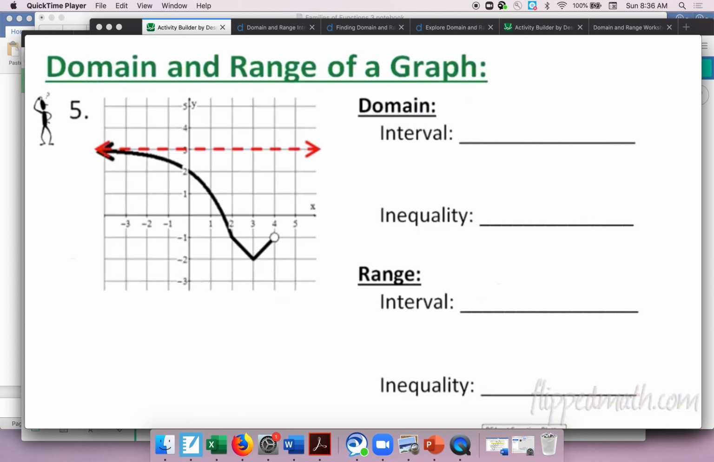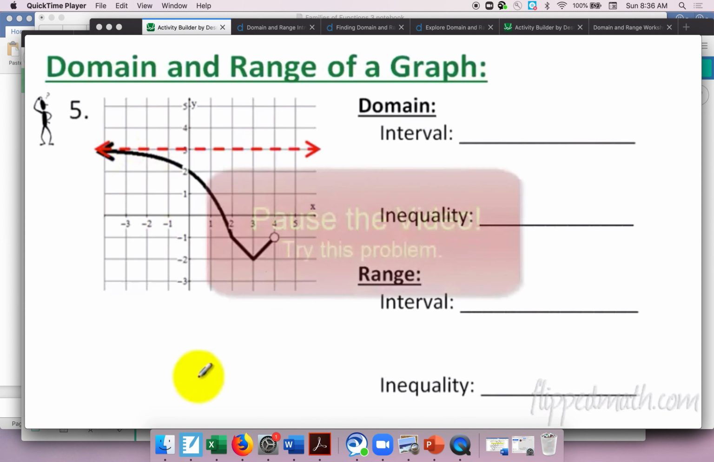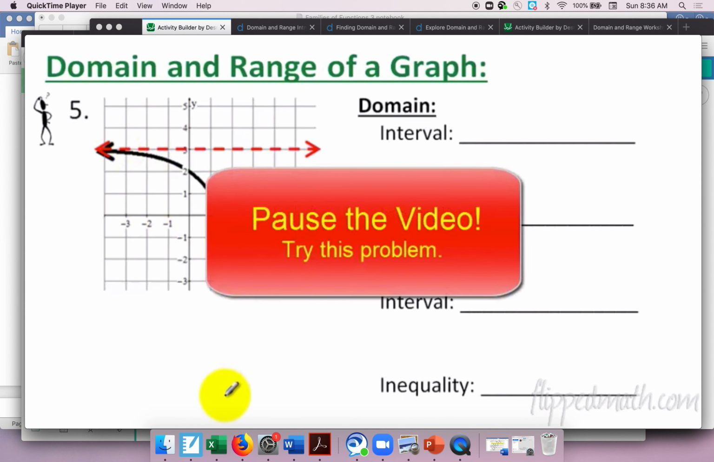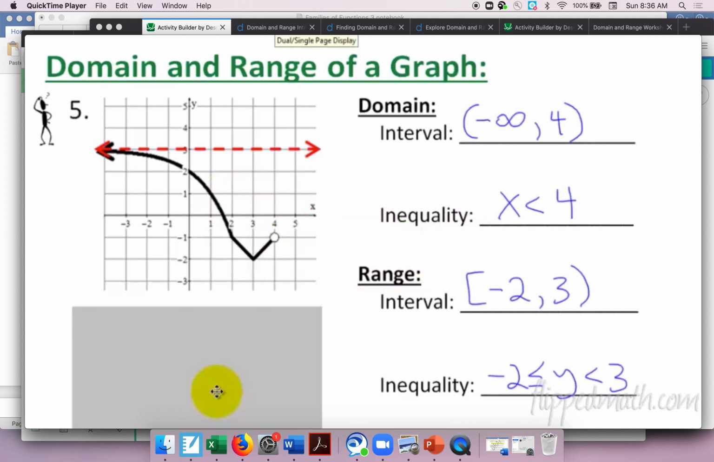Okay, number 5. Let's try number 5 on your own. Pause this video, try this one, and see if you can get the same answers as I do. And just so you know, this red dashed line is an asymptote to help you understand that the graph is going to gradually get closer and closer to that line, but never actually touch it in this example. And there's your answer to number 5. Let me show you how we do this one.